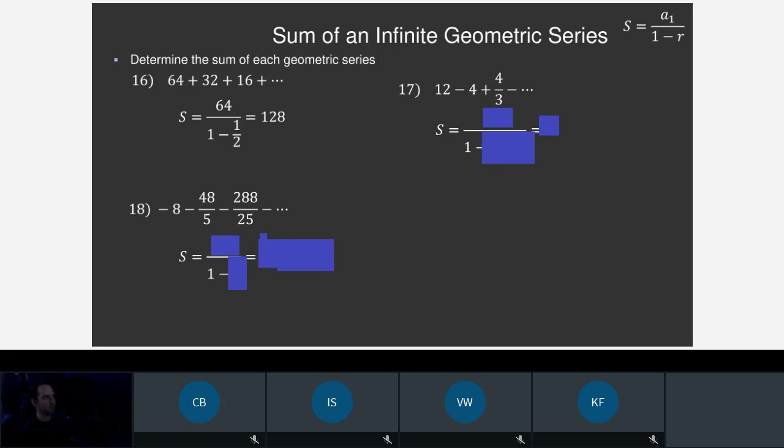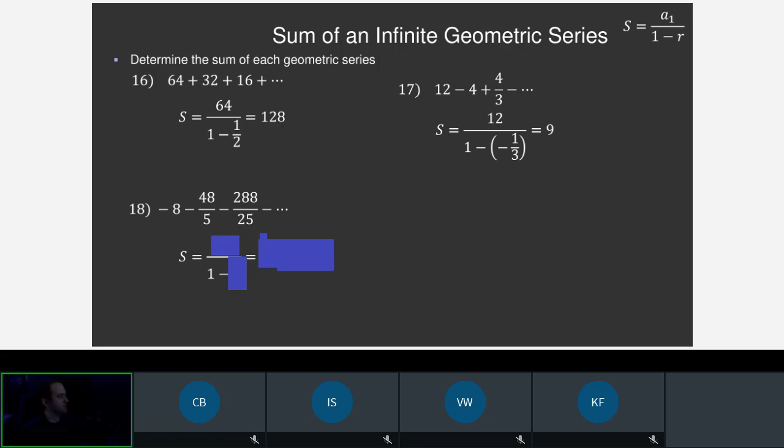Next example. -4 divided by 12 is -1/3. 4/3 divided by -4 is also -1/3. So the common ratio is, well, -1/3. Your first term is 12. Yeah, you type all that in and you math it, and we get 9.